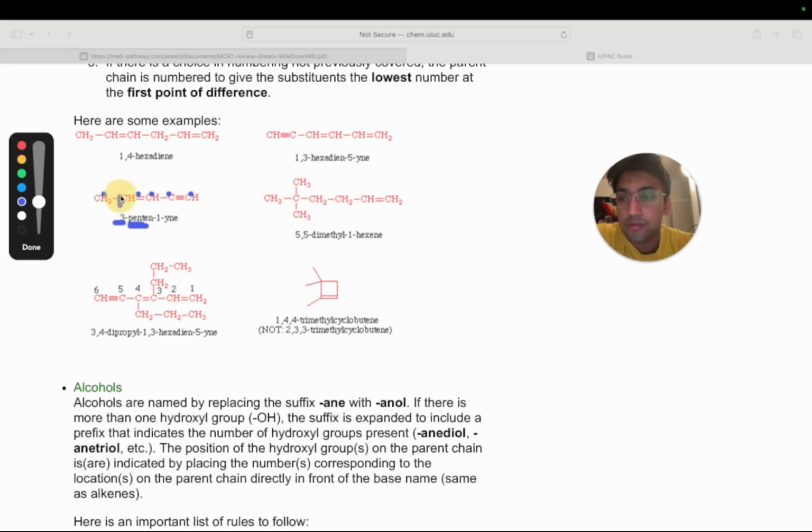This 3 is referring to this ene. Remember, ene is a double bond. So we know that on the 3rd carbon there's a double bond. And then this 1 is referring to yne. So on the 1 carbon there's a triple bond. So this is 1, 2, 3, 4, 5. On the 1 carbon there's a triple bond. On the 3rd carbon, 1, 2, 3, on this 3rd carbon there's a double bond. So that should make sense. All right, let's keep going.